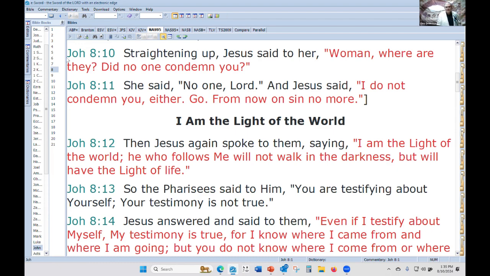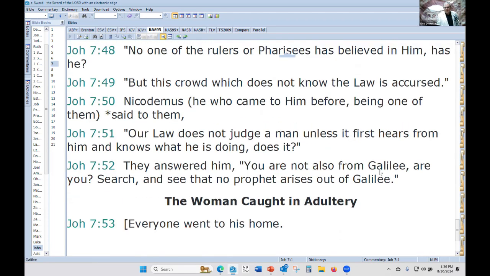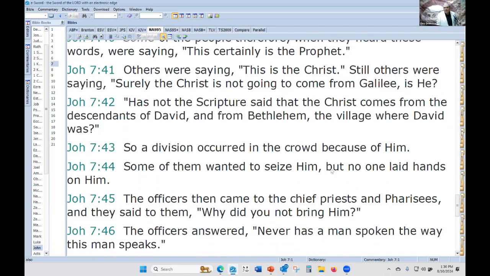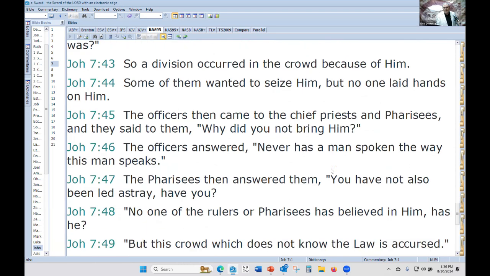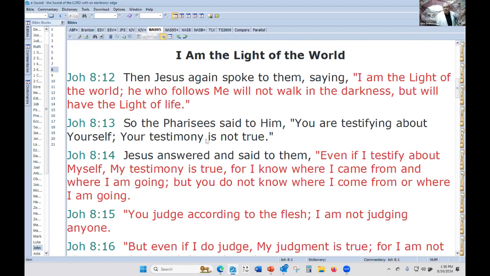So if we go back to 7:52, they answered him, you're not also from Galilee, are you? Search and see that no prophet arises out of Galilee. So you had this banter where he says he's the river of living water, and if you believe in him, they're like, oh, they're saying this is the Messiah. Surely the Messiah is not going to come from Galilee. And you have this entire kerfuffle. And that rolls into him saying, then Yeshua again spoke to them saying, I'm the light of the world, and he who follows me will not walk in the darkness, but will have the light of life. That's smooth, right? Interrupting that teaching and having them bring a woman caught in adultery is pretty unnatural to the scene. Yeah. I just agreed with you emphatically.